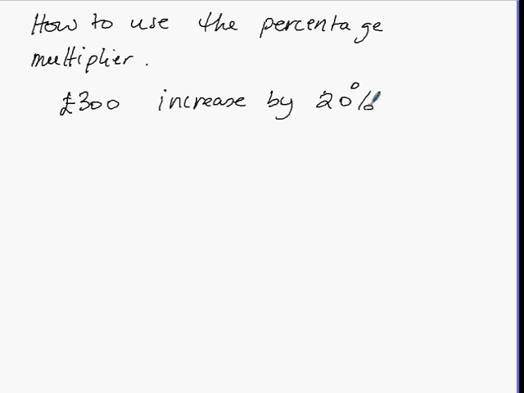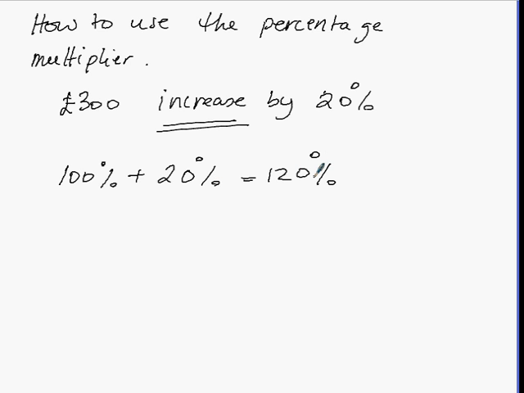The key word that you need to understand here is increase. When you see the keyword increase, what I want you to do is add the 20% to 100%, which gives you 120%. Let me just repeat one more time. If you see the keyword increase by a certain amount, add that 20% to 100%. The reason is that the 100% represents the 300, and I want to increase it by 20%. So 100% plus 20% makes 120%.